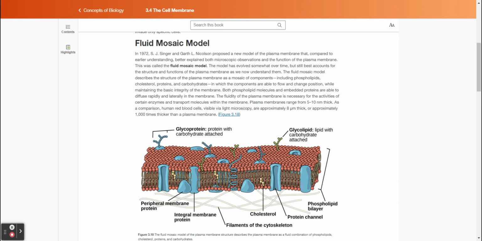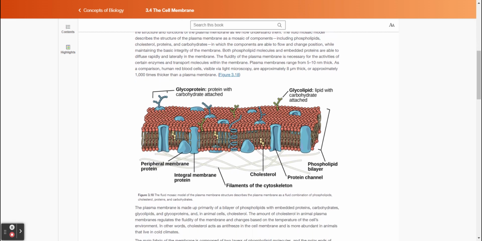The fluid mosaic model describes the structure of the plasma membrane as a mosaic of components, including phospholipids, cholesterol, proteins, and carbohydrates, in which the components are able to flow and change position while maintaining the basic integrity of the membrane. Both phospholipid molecules and embedded proteins are able to diffuse rapidly and laterally in the membrane. The fluidity of the plasma membrane is necessary for the activities of certain enzymes and transport molecules within the membrane. Plasma membranes range from 5 to 10 nanometers thick. As a comparison, human red blood cells, visible via light microscopy, are approximately 8 micrometers thick, or approximately 1,000 times thicker than a plasma membrane.